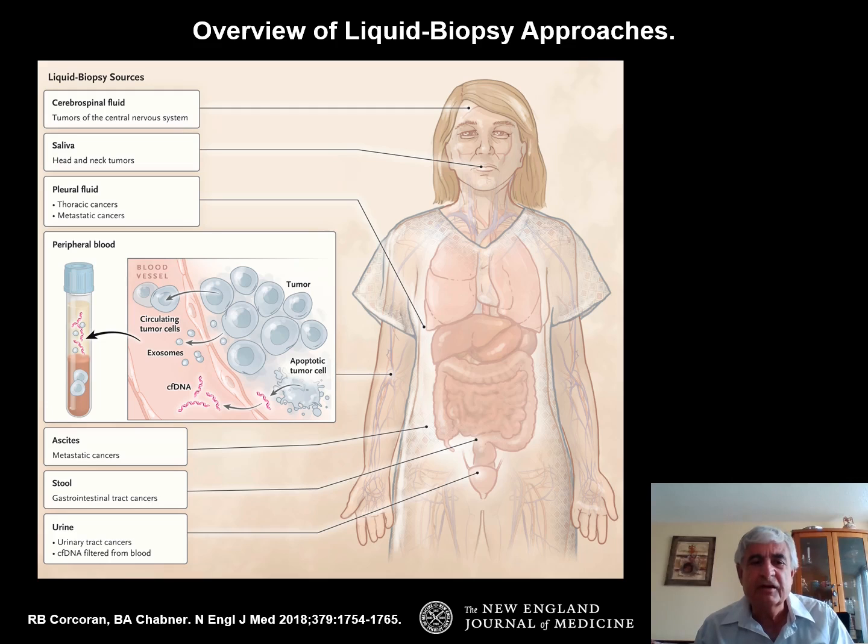As you can see from the slide, peripheral blood is a preferred site for the liquid biopsy, by obtaining a tube of blood. But other fluids, such as cerebrospinal fluid, saliva, synovial fluid, ascites fluid, stool, and urine, can also be used with equal success.